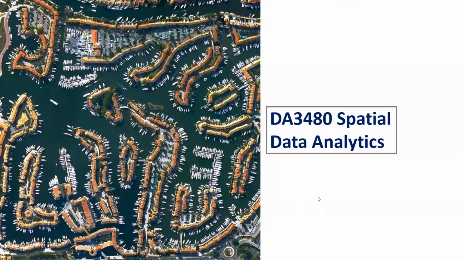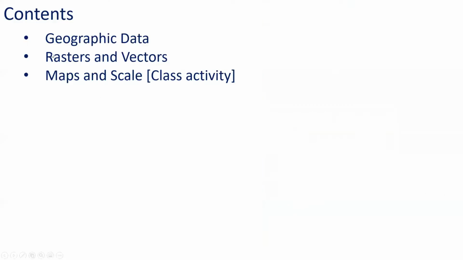So today's lecture will be focusing on a very important thing about geodata, because after this you can now start working with geographic data. The first one, we'll be talking about geographic data: what are they and what are the importance of the characteristics of each of those data. And then we'll talk about rasters and vectors. And then we'll talk about this class activity after we talk about the maps and scale.